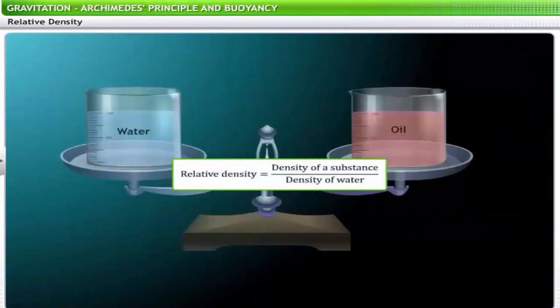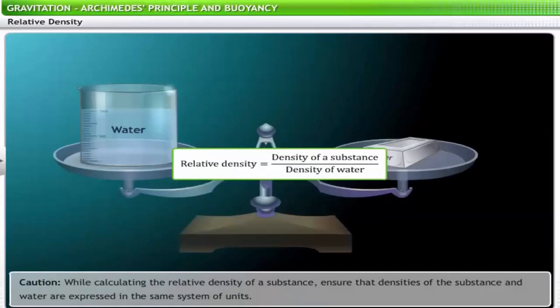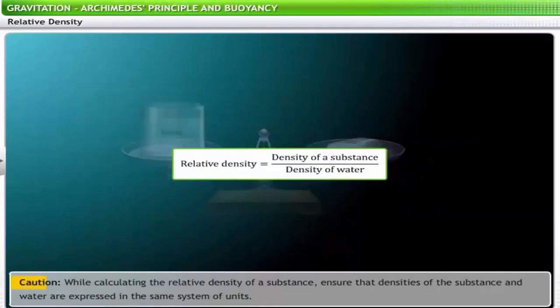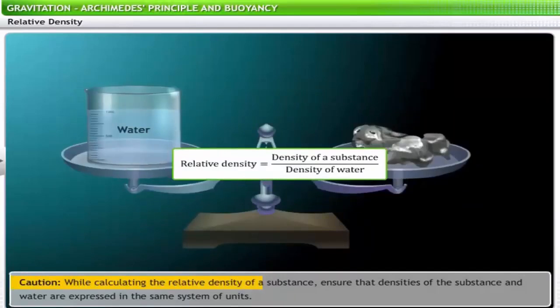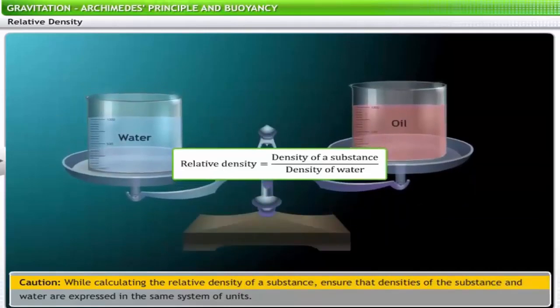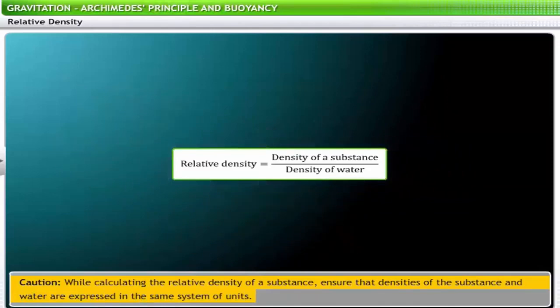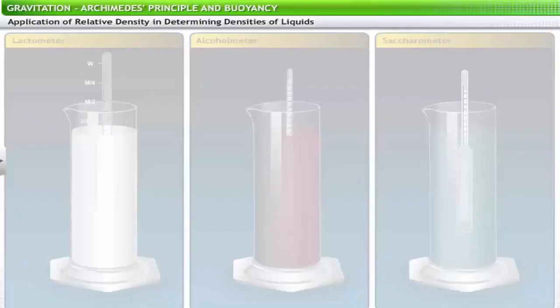Since the relative density is a ratio of similar quantities, it has no unit. However, while calculating the relative density of a substance, care should be taken that densities of the substance and water are expressed in the same system of units.